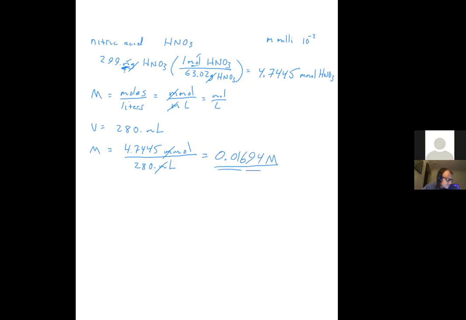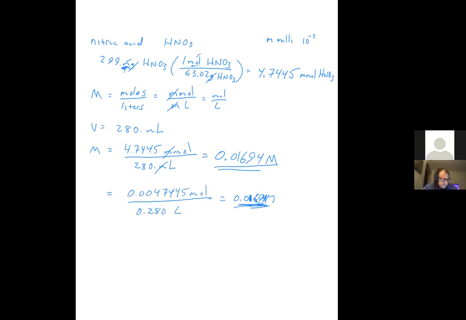Now you very well could have converted milligrams into grams by dividing by 1,000, and then converted milliliters into liters by dividing by 1,000. So you would have two numbers that are smaller by 1,000. You'd have 0.0047445 moles divided by 0.280 liters, and that would give you the same answer. Okay, so whichever one you want to use. Sorry, 0.01694. I forgot the 4 there. Okay, so either way you can do that. Just use your dimensional analysis to figure out what it's going to be.